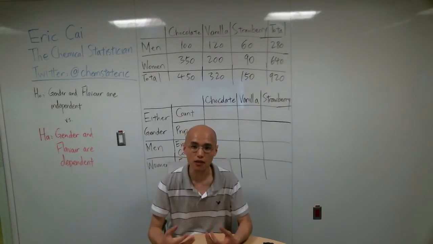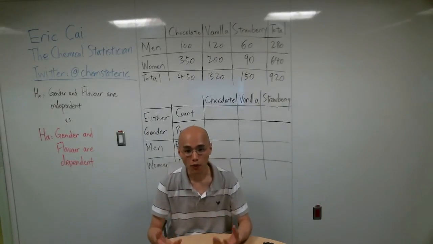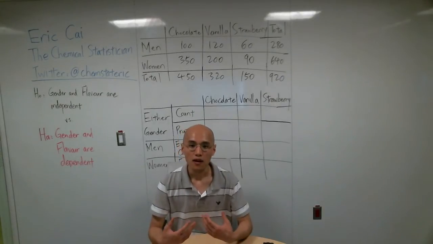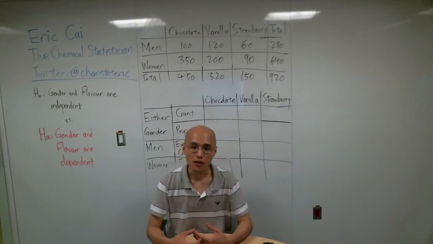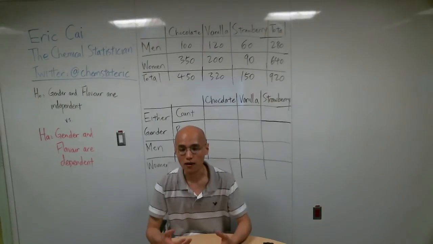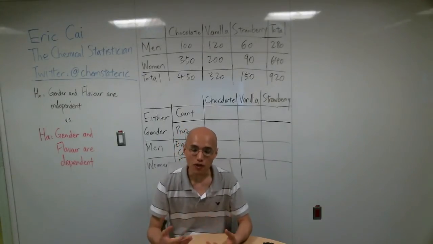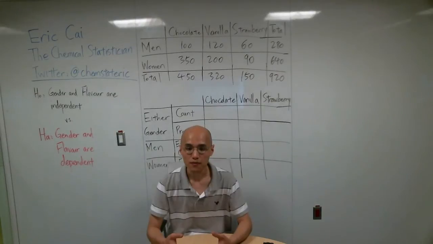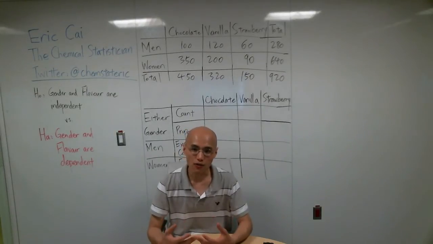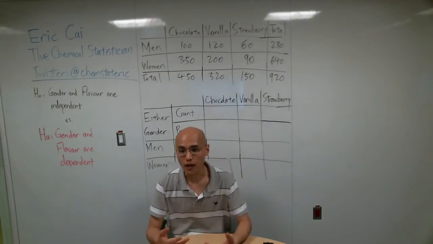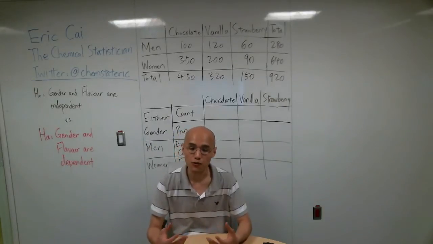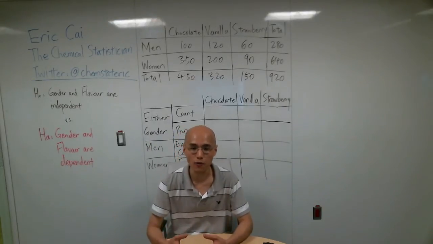Today I'm going to illustrate the first of two methods of calculating expected counts in contingency tables. This first method relies on proportions. In a later video, I will illustrate a second method of calculating expected counts based on joint probabilities. Expected counts are essential for performing tests of independence between two categorical random variables.